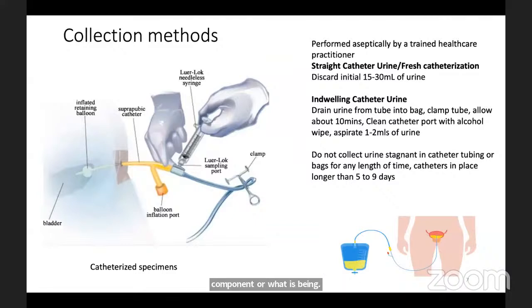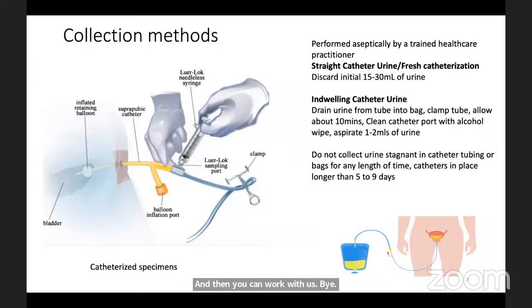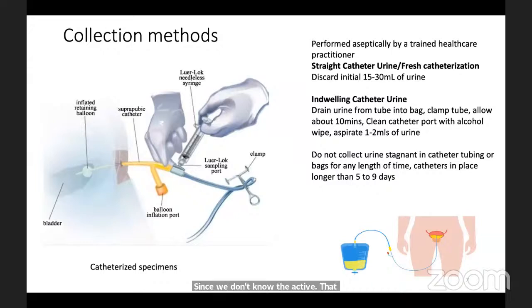Also, you can do the broth form. You can do serial dilutions of your herbal products. I believe this liquid, and then you add standard mils of inoculated bacteria into the broth, incubate, and you look out for turbidity, and then you can work with that. But when it comes to the herbal side, a lot goes into it, since we don't know the active; we can't measure what is in a ml of the herbal components.